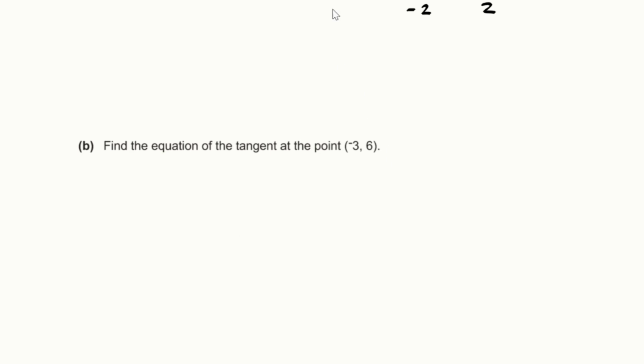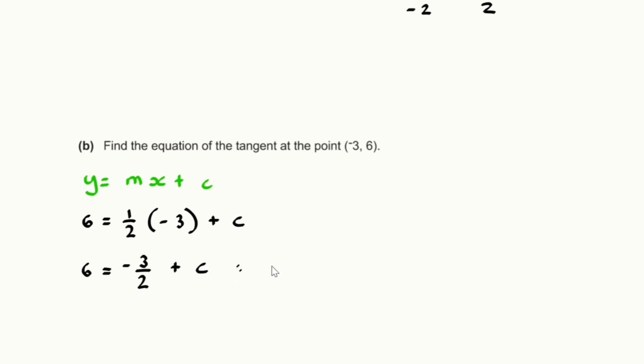Well, if I use the fact that y is equal to mx plus c, m is the gradient, c is the y-intercept, I've got this point here -3, 6, so I've got 6, the y-coordinate, equals m, which is 1/2, lots of x, which is -3, plus c. 6 equals -3 over 2 plus c. c is equal to 7.5, which is 15 over 2.